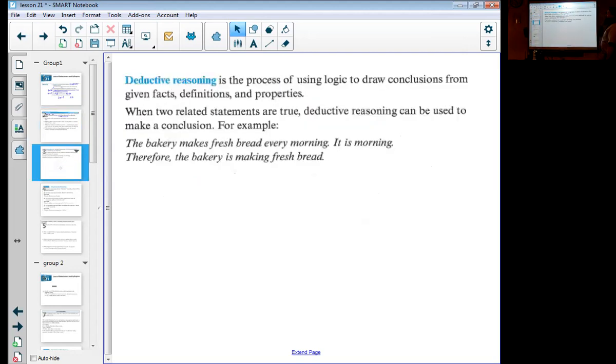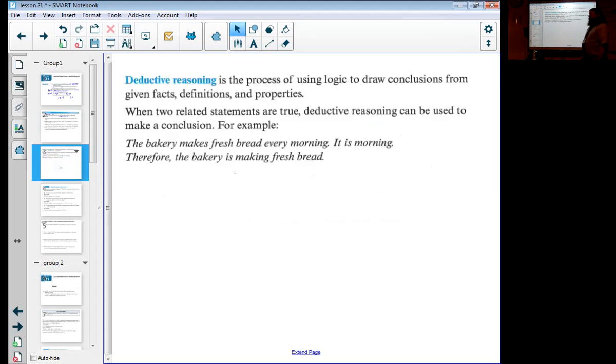So deductive reasoning is the process of using logic to draw a conclusion from given facts, definitions, and properties. So when two related statements are true, deductive reasoning can be used to make a conclusion. For example, the bakery makes fresh bread every morning. It is morning. Therefore, the bakery is making fresh bread.